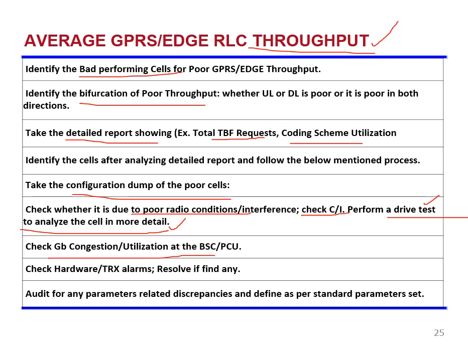And you have to check the Gb congestion, the core network. The BSC or PCU, base station controller and the packet control unit, you have to verify how the Gb link is there.